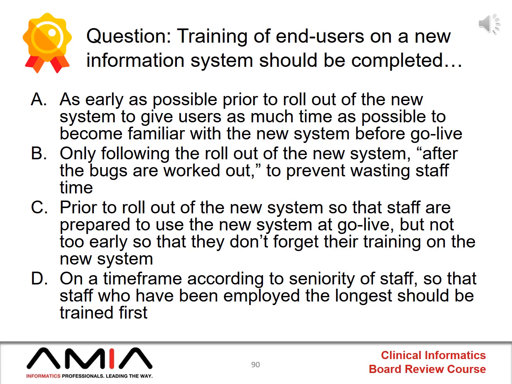So we're going to talk about this next subject by using a question. We haven't discussed the training of end users, but the question is, training of end users on a new information system should be completed, A, as early as possible prior to rollout of the new system to give users as much time as possible to become familiar with the new system before go live, B, only following the rollout of the new system after the bugs are worked out to prevent staff from wasting their time, C, prior to the rollout of the new system so that staff are prepared to use the new system at go live, but not so early that they forget their training on the new system, and D, on a time frame according to the seniority of staff so that staff who have been employed the longest should be trained first.